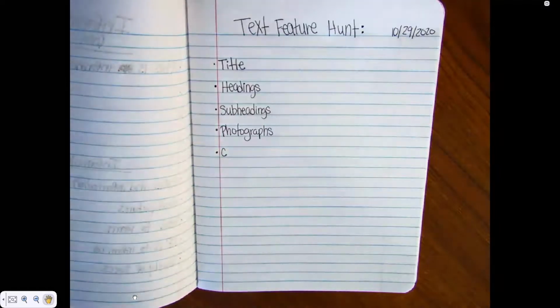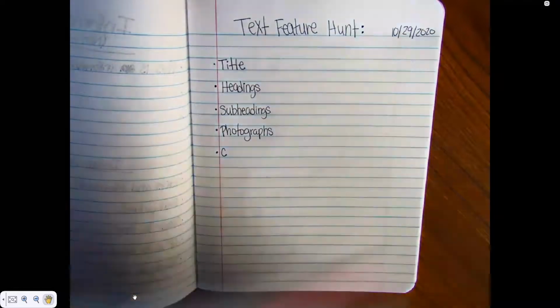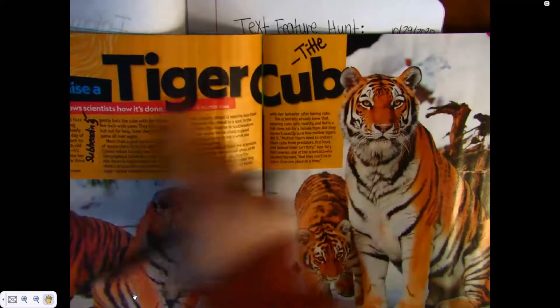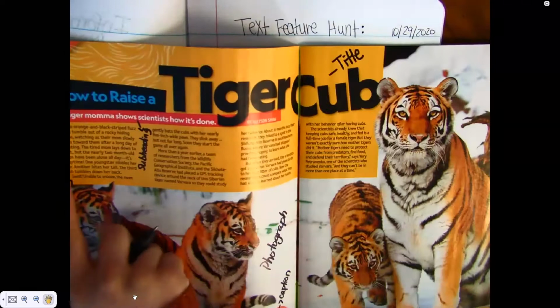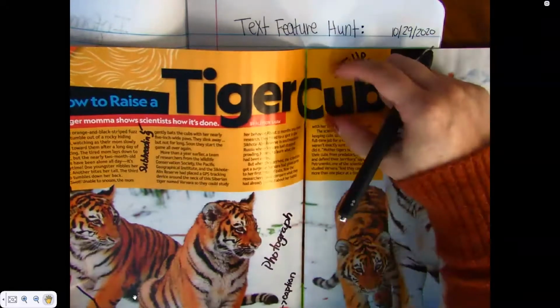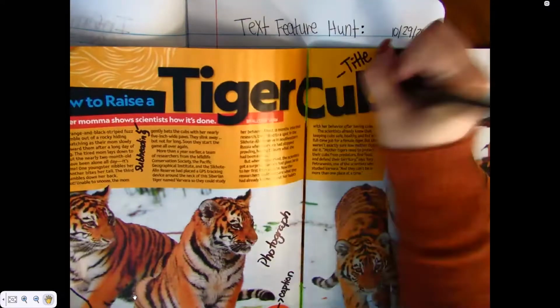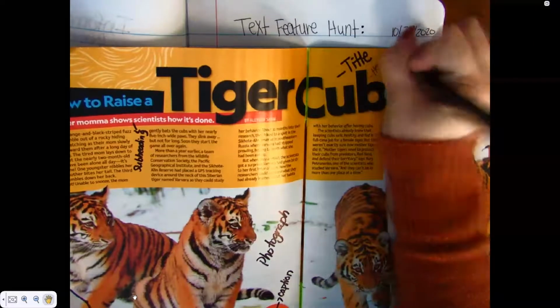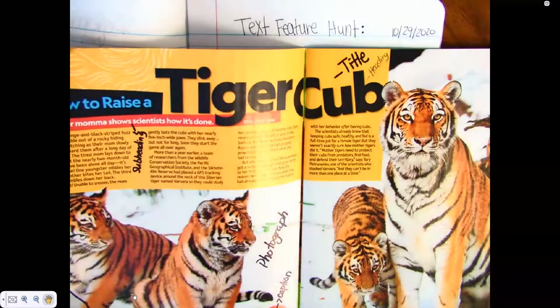Your heading is going to be, so like remember in our tigers, hold on. If I can get it open. So this would be your heading: How to raise a tiger cub. It's your title and your heading. And then this would be your subheading: A tiger mama shows scientists how it's done. So this heading is much bigger than this one. Where's the heading? It's the same thing. Your title and heading can be the same thing, because sometimes you'll have a heading and then you'll have subheadings, and you won't have the title, and the heading will be the same thing.